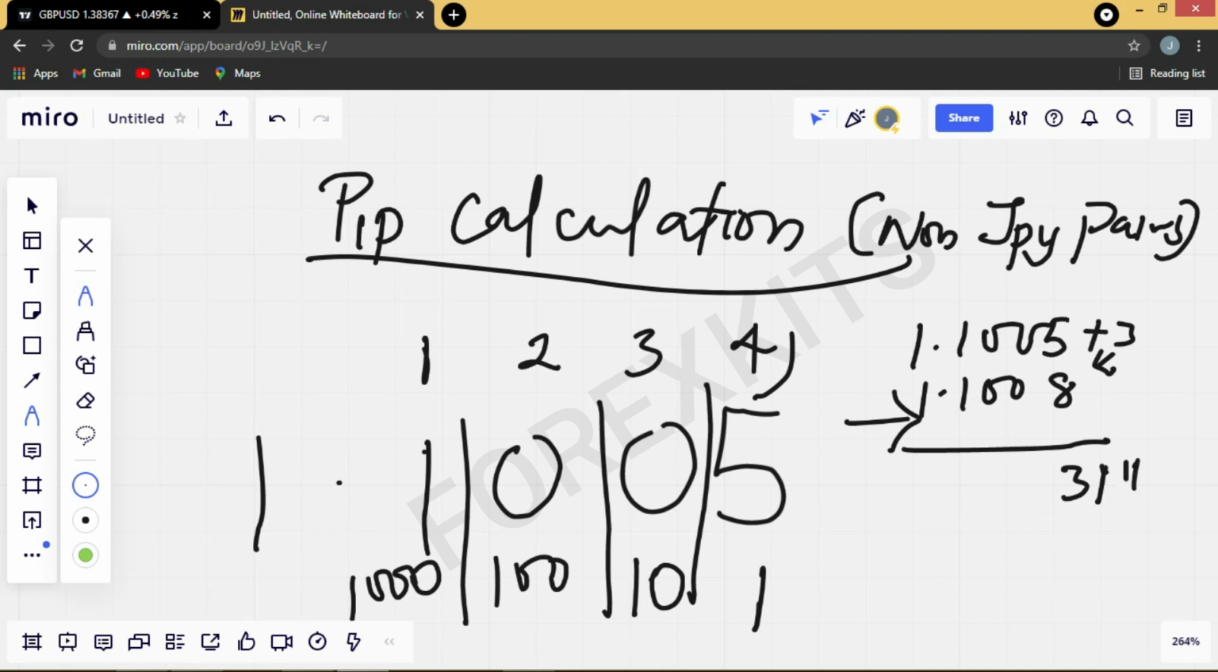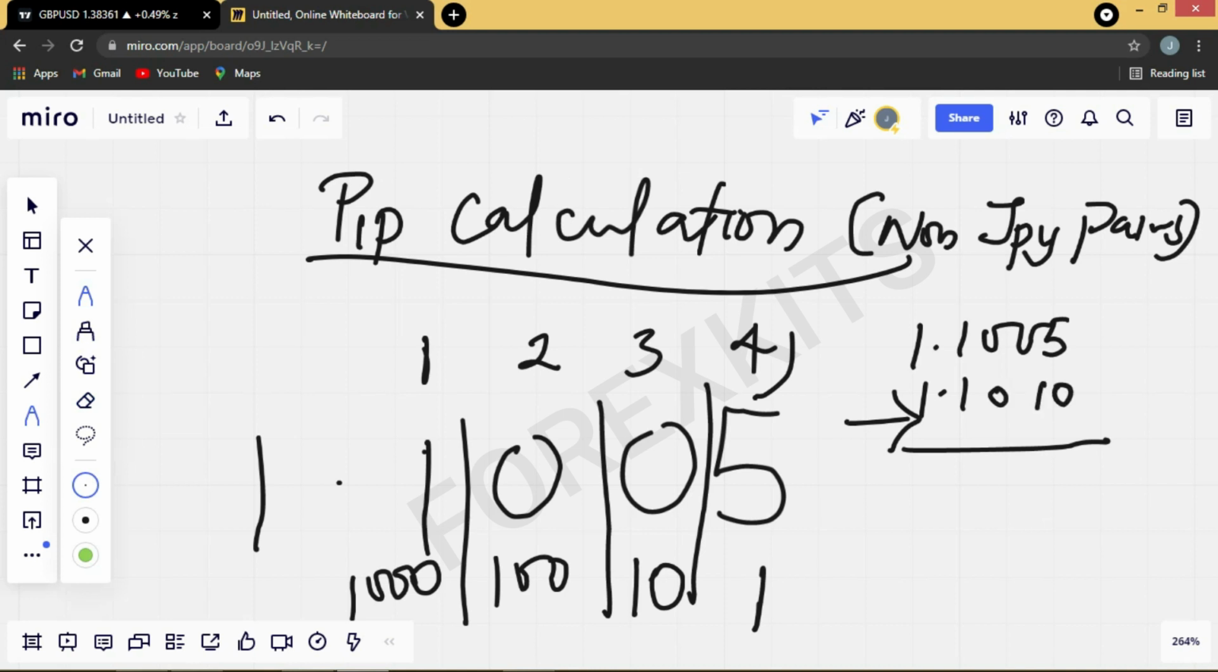And then what happens if it's not just 1 digit again? Price now changes from 1.1005 to 1.1010. So clean this. Price changes from that to what?